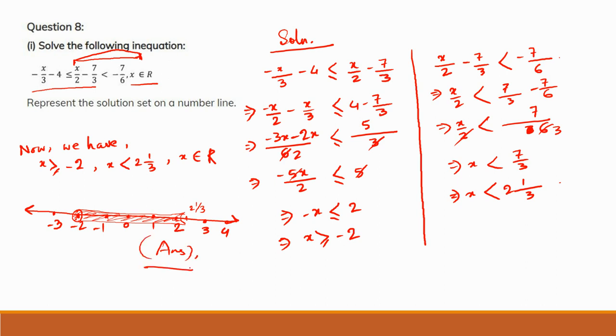This is your answer. Before you solve these inequations, you can write the given inequation like this: minus x minus 3 minus 4 less than or equal to x minus 2 minus 7 by 3 less than minus 7 by 6, x belongs to R. Now, according to the problem, from the given inequation we get two inequations, one is this and another is this. You can write that, and then solve it the way I showed you. Hope this is clear to you guys. Let's move to the next problem.